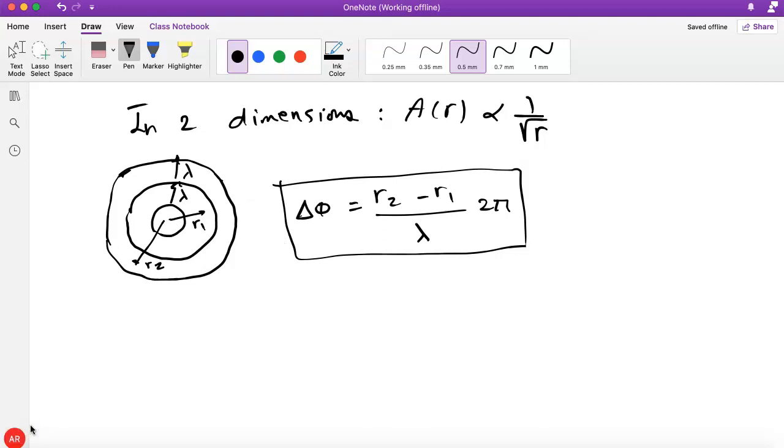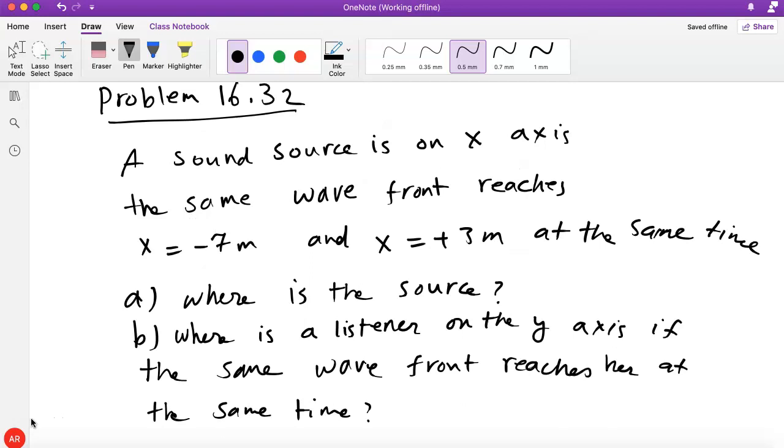So before starting the discussion of the Doppler effect, let me work out one example, and then we talk about the Doppler effect. Okay, so here's the example we want to work out. Let's read through this, and please then pause the video, try to find the solution.